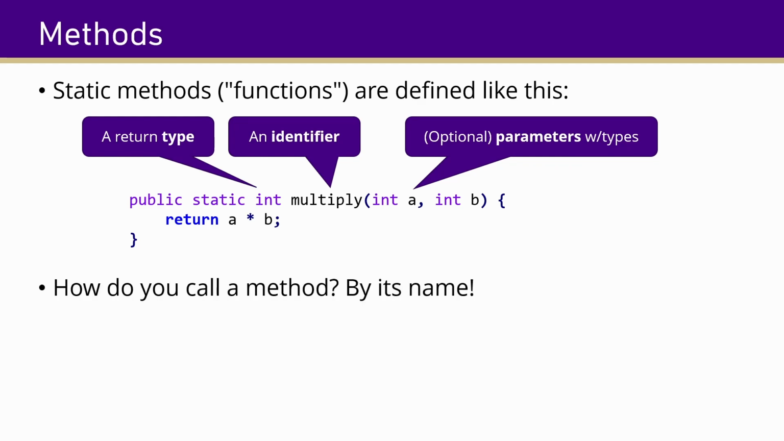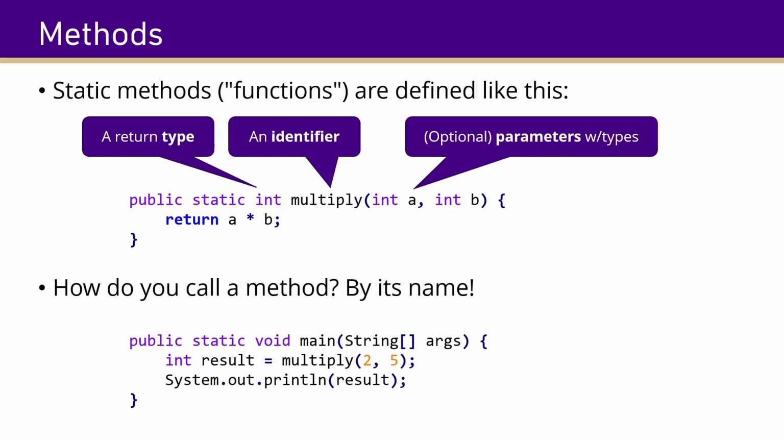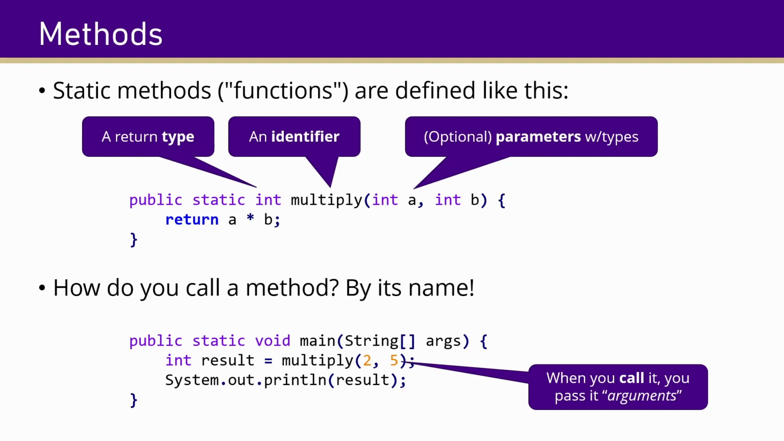So after you've created your method, how do you call it? By using its name. So let's say we had a main method, which is in the same class. Inside here, we can use the name of that method that we wrote, multiply, and then add parentheses to call it. If you have any values that you want to input to that method, those go inside the parentheses. All right, these are called arguments.